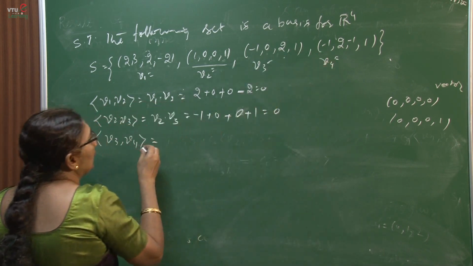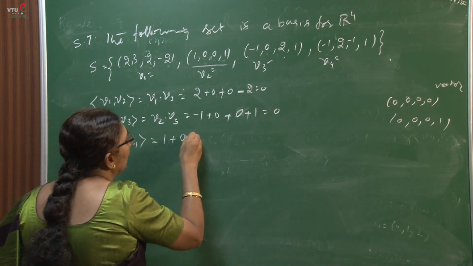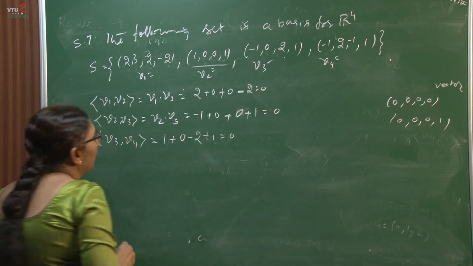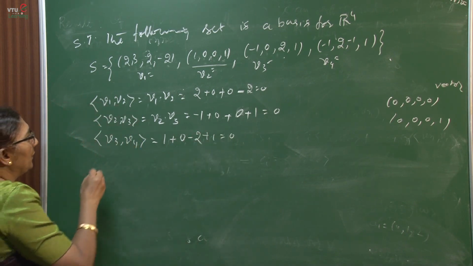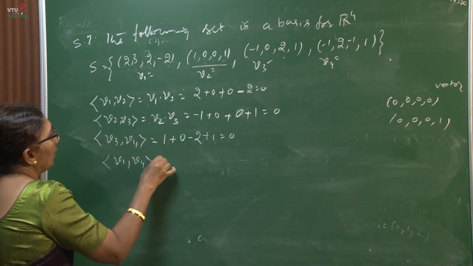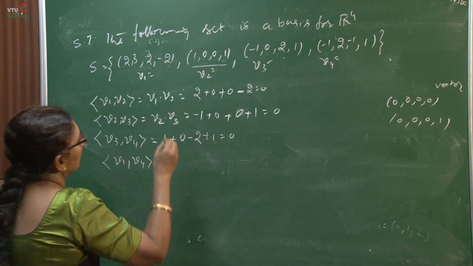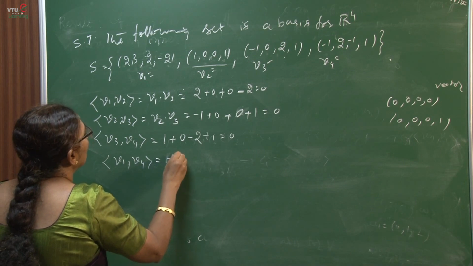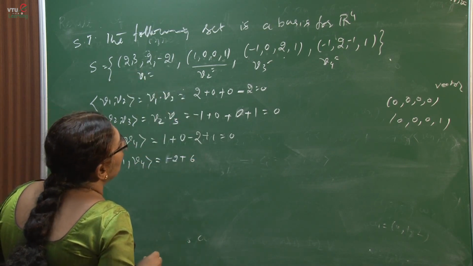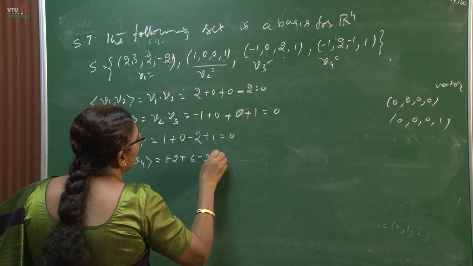Take the minus 1 into minus 1 is 1, 0 into 2 is 0, 2 into minus 1 is minus 2, 1 into 1 is 1, we get 0. And next you take another possibility, inner product of V1 comma V4. What is the inner product of V1 comma V4? First and last components: 2 into minus 1 is minus 2, 3 into 2 is 6, 2 into minus 1 is minus 2, minus 2 into 1 is minus 2, we get 0.